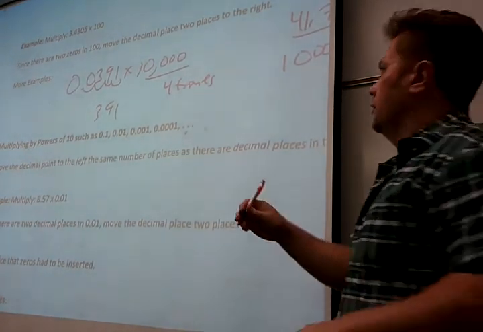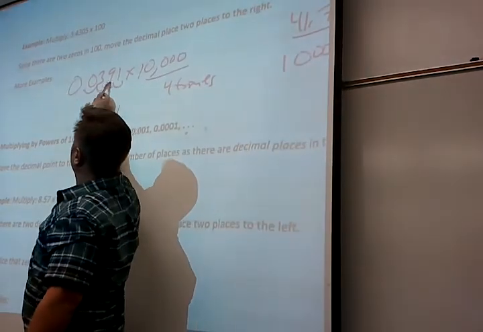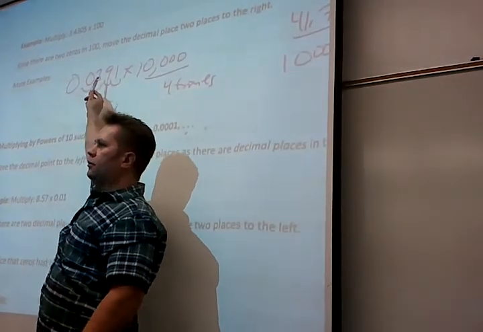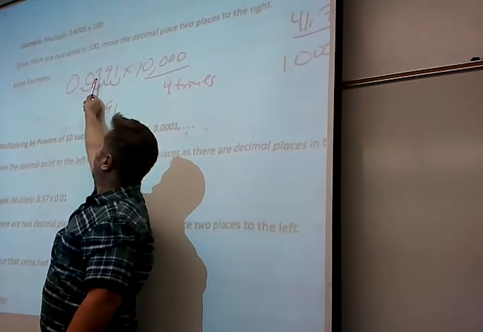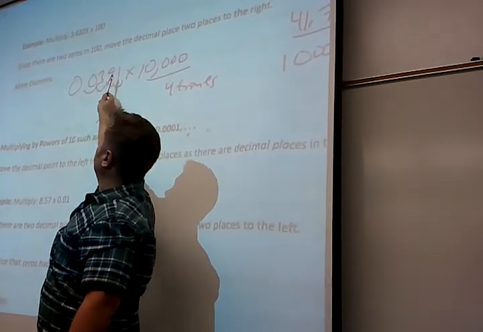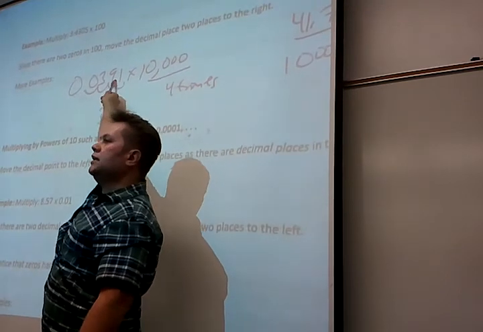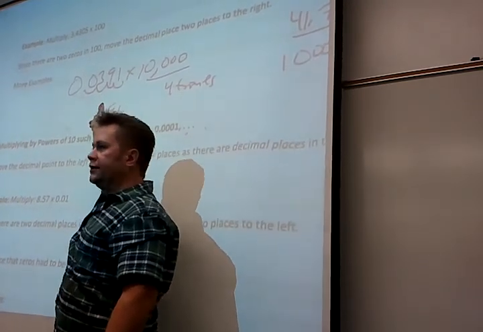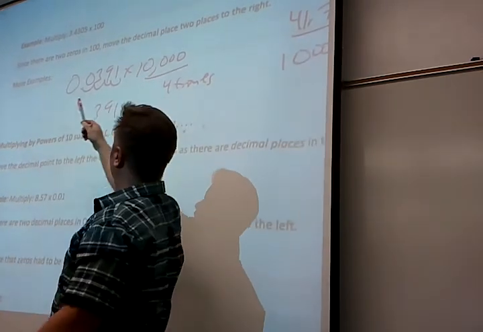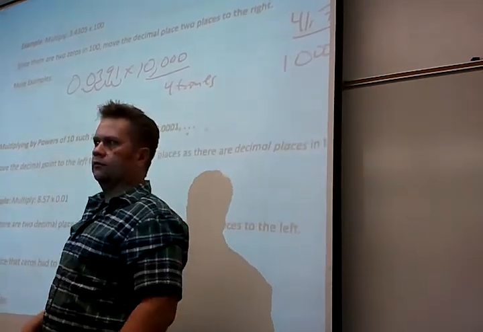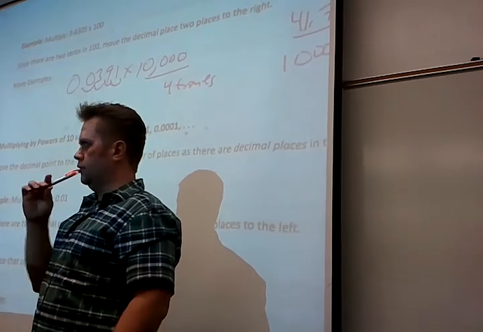And another way to look at that, how do you say this in English? What do you say? Not 0.0391. Tenths, hundredths, thousandths, ten thousandths. So 391 over 10,000 times 10,000, the 10,000s would cancel. So you would get 391. That's a whole other way to look at it.